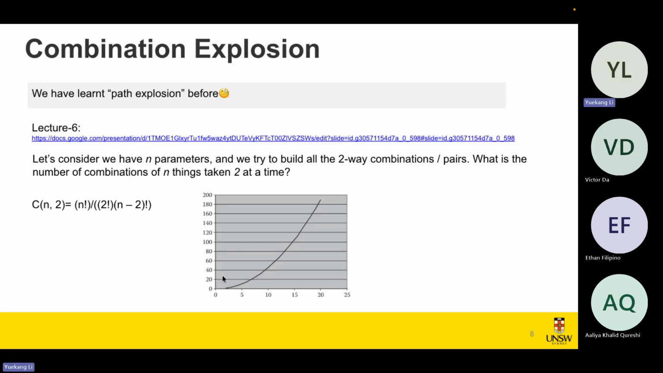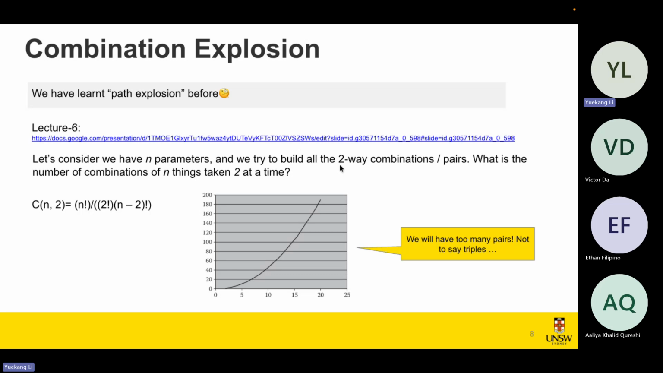Actually this value grows like this. If you plot the value of n as the x-axis and the final value as the y-axis, then the plot looks like this. So the number of combinations grows exponentially as we have a larger number of n. So we may have too many, even if the minimum value of t is 2.